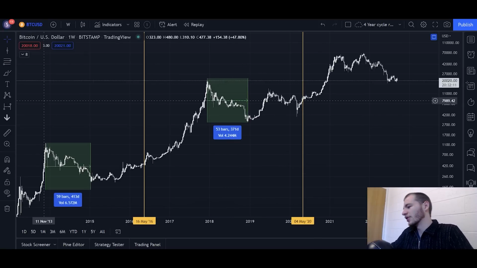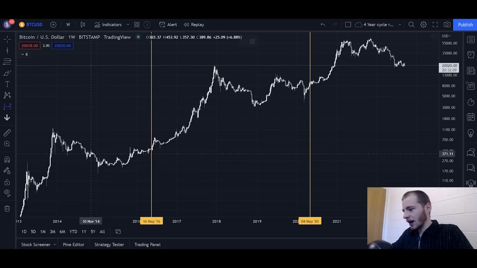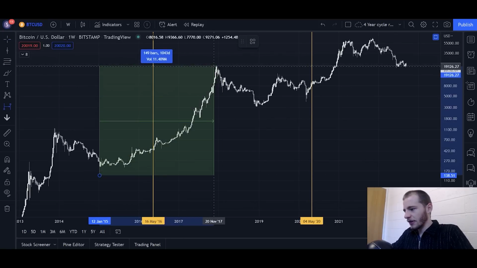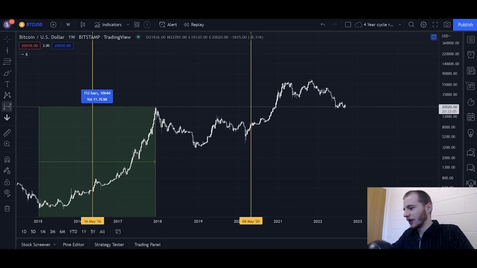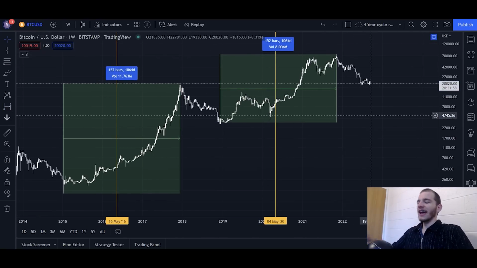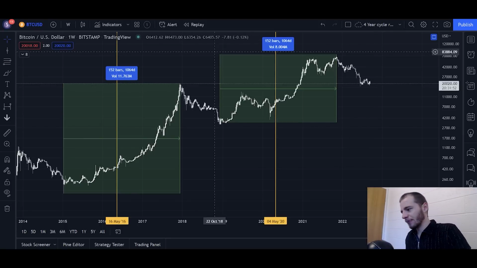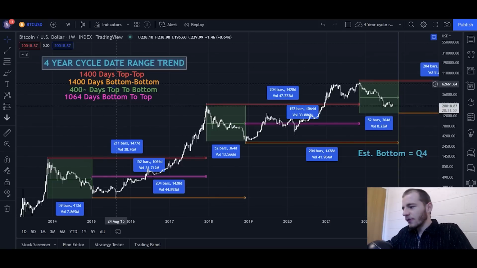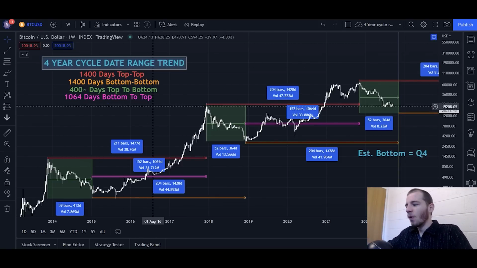Okay, and then we can look at, okay, what about bottom to top? We can start to see there's exactly 1,064 days from bottom to top. And then again, there's exactly 1,064 days from bottom to top. So now we have 4 separate data examples. We'll flip back to the main chart: days from top to top, days from bottom to bottom, days from top to bottom, and days from bottom to top, all of which line up with each other.